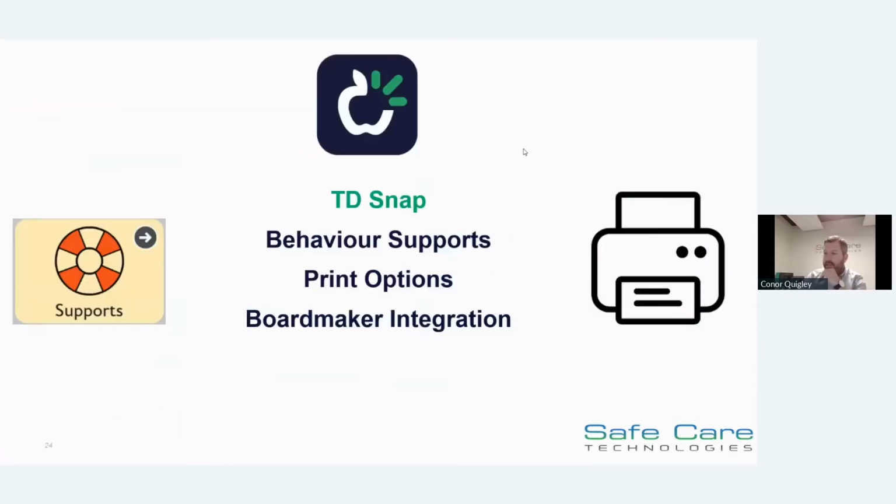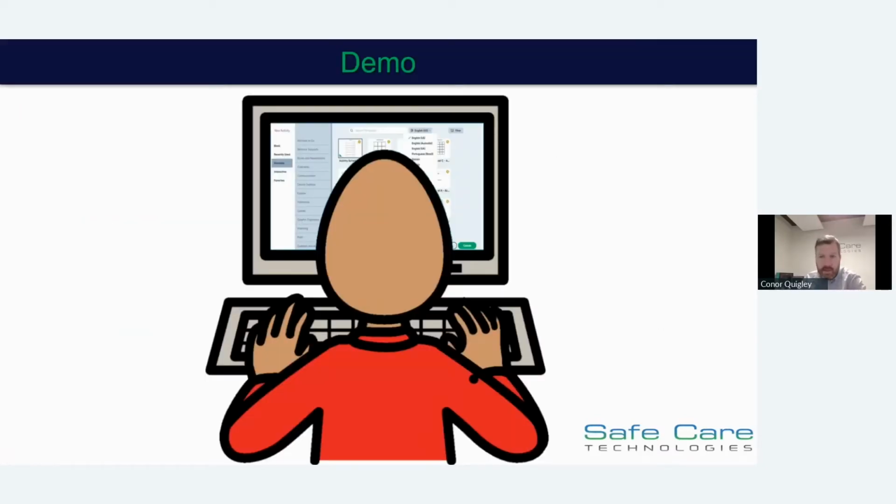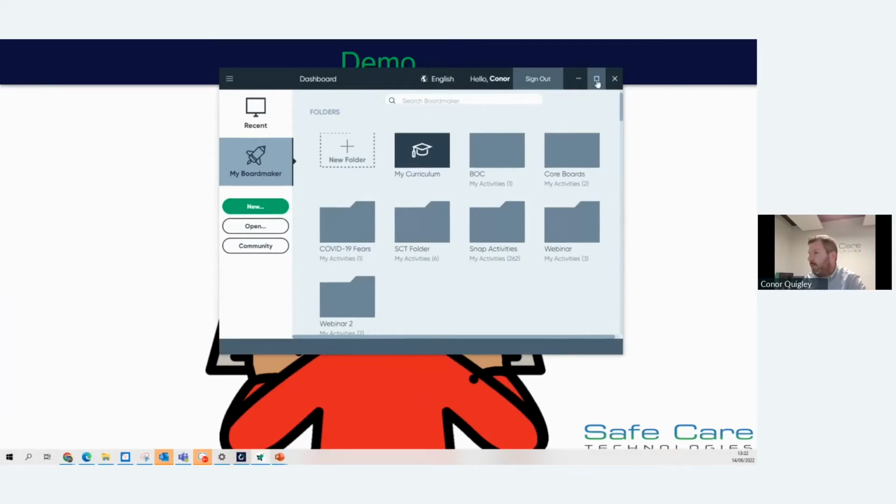And then in TD Snap, I'm going to focus on the behavior supports, what our print options are within TD Snap, and then we're also going to look at how Boardmaker itself can integrate directly with TD Snap. TD Snap is primarily communication software, which I'm not going to go into a huge amount today. We have other webinars on that, but I'm going to show you how we use these supports and how to create resources using TD Snap. It's quite detailed, so let's move on to the demo, as I'm sure you don't want to be sitting here looking at me on PowerPoint for the afternoon. So let's move over to Boardmaker.